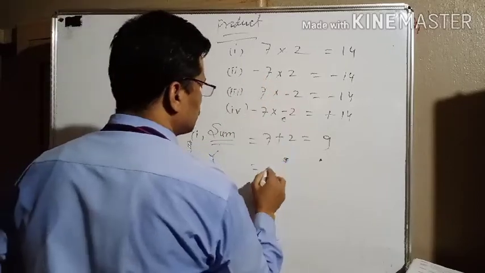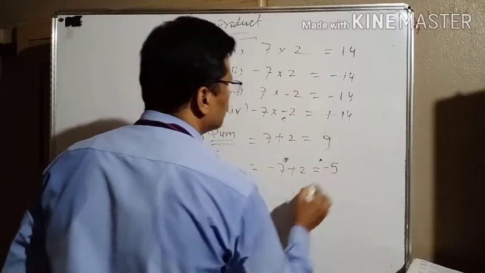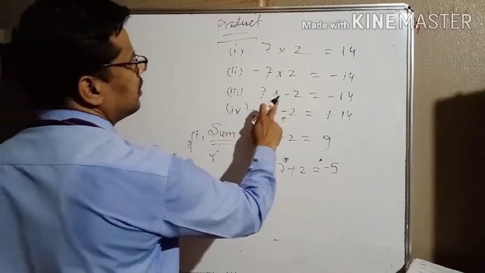What will be the sum? -7 plus 2. In that case, what will be the sum? When you solve it, you get here -5. In the third case, guys, 7 and -2.